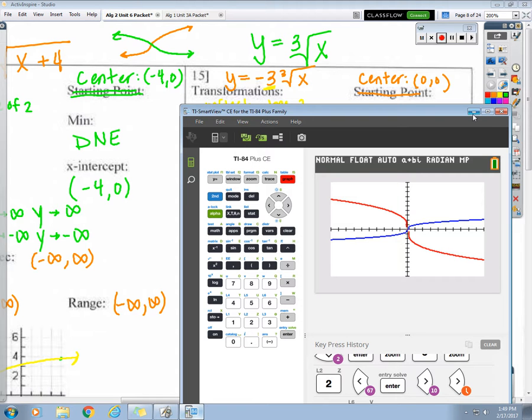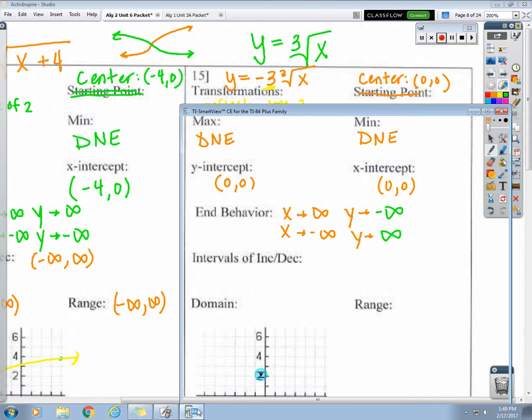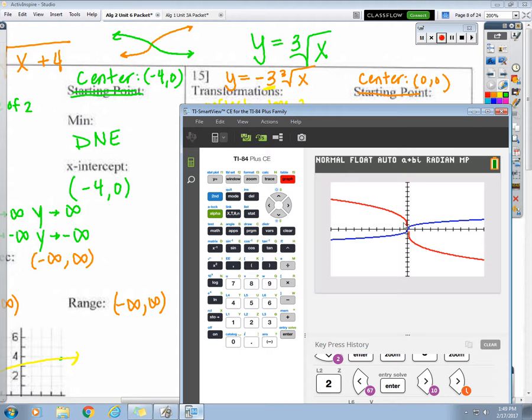So now the end behavior is, as you go right, you go down, and as you go left, you go up. So now is it increasing or decreasing? Decreasing.